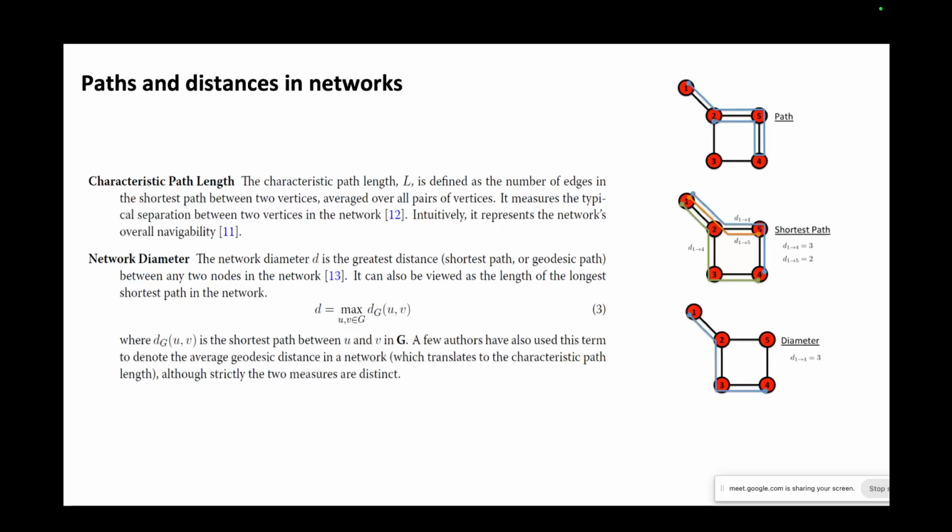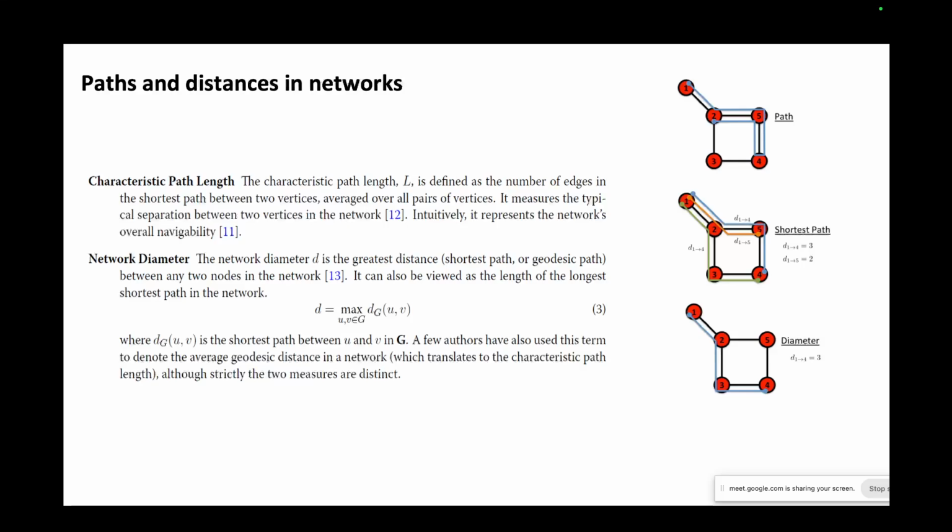It typically measures the separation between two vertices in a network, and it also represents a network's overall navigability, which is also intuitive in nature. Okay, so that is the characteristic path length. It's simply two nodes you're connecting and the number of edges between these two nodes. This lets you define something called a network diameter.